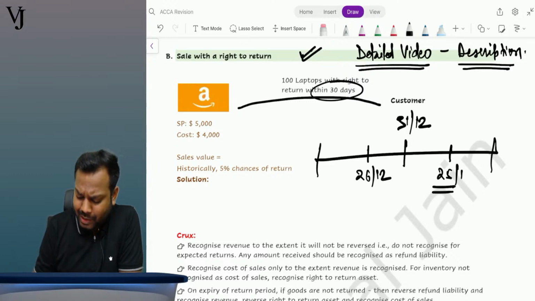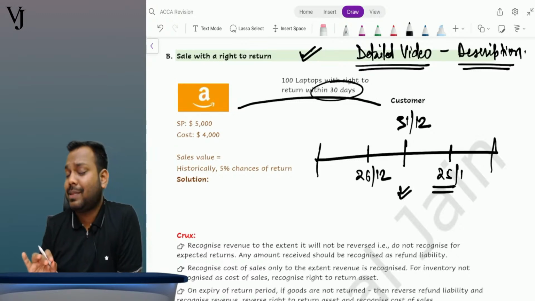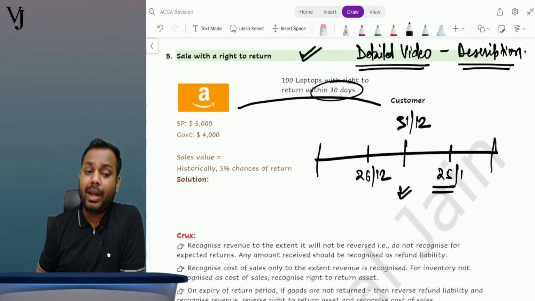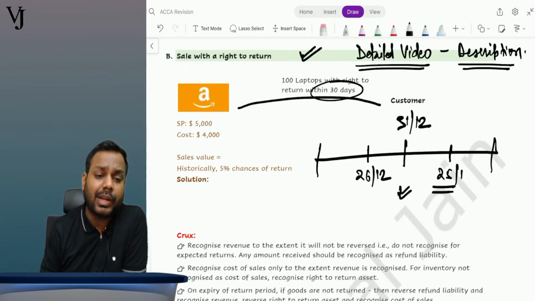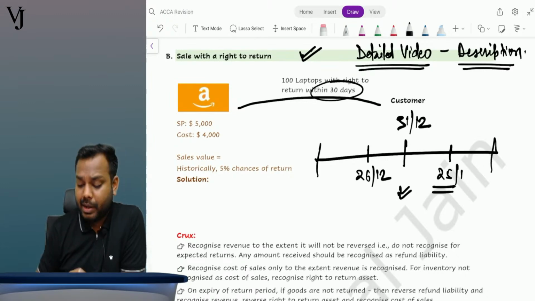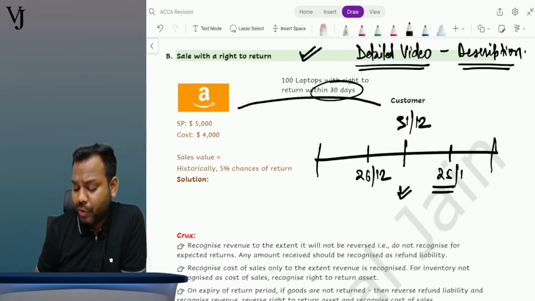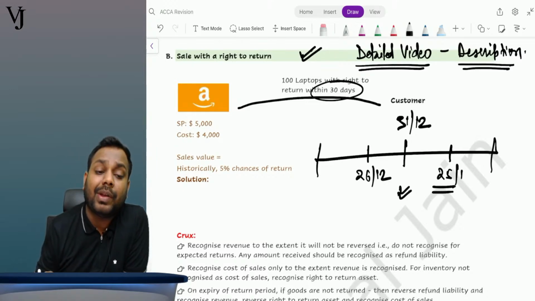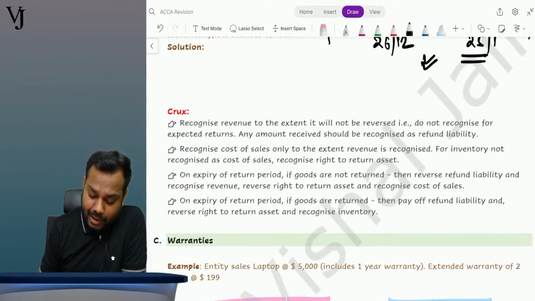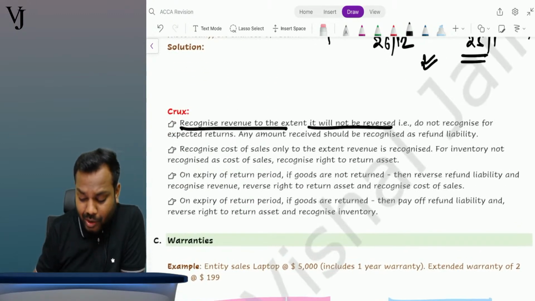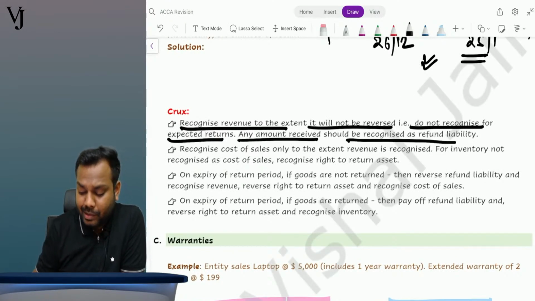Now the question here is, can I recognize the whole amount as revenue here? The answer is no. Why? Basically because a few goods can be returned. So you will estimate the percentage of your returns. Now, the crux: recognize revenue to the extent it will not be reversed. Do not recognize revenue for expected returns. Any amount received will be recognized as a refund liability.